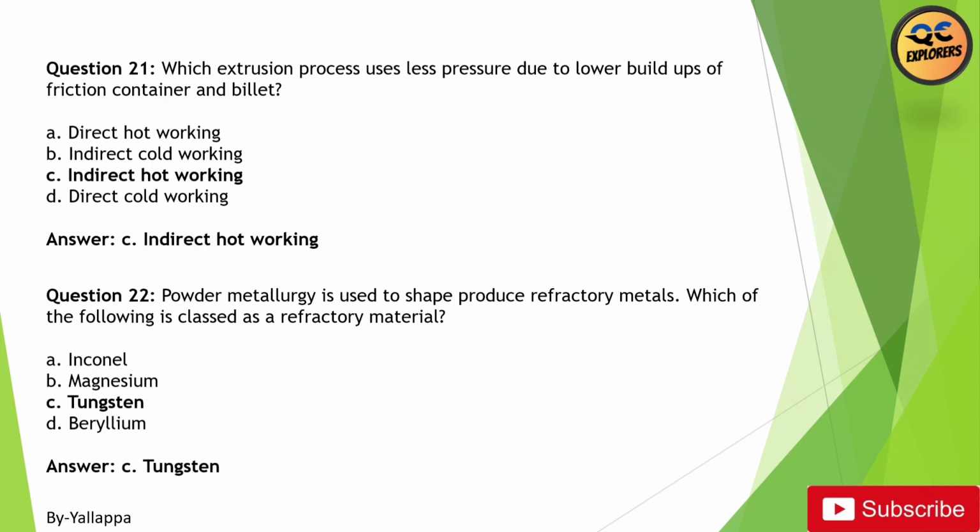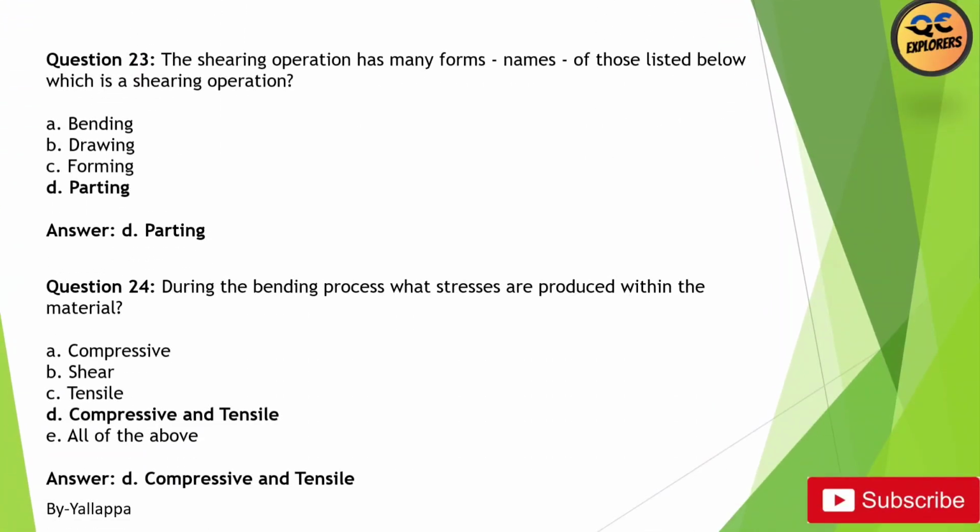Indirect hot working. For question 22, powder metallurgy is used to produce refractory metals. Which of the following is classed as a refractory material? The answer is C. Tungsten. Question 23 states the shearing operation has many forms. Of those listed, which is a shearing operation? The answer is D. Parting.